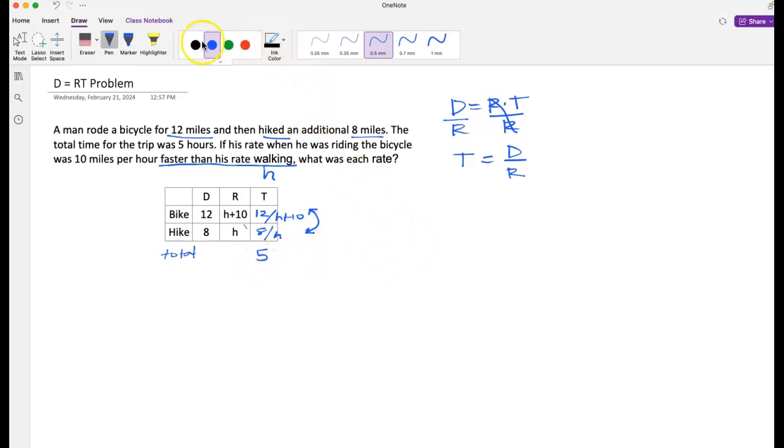Okay, so let me write over here how I'm going to set this up. I'm going to have my first fraction of 12 over h plus 10. And then I'm going to add that to, because this is just the time that it's going to take him to bike that amount, the hiking. So it's going to take him 8 over h hours to hike that amount. And then together, it needs to add up to be 5. Okay, so here's my equation that I'll be using.